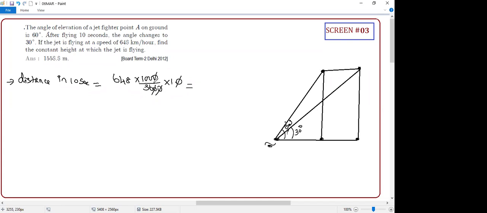Sir, 5 by 18 into 10. What is the answer? No, that's simplification. 1000 by 3600 is 5 by 18. Okay, this is what you are saying. Can you tell me the final answer, students?